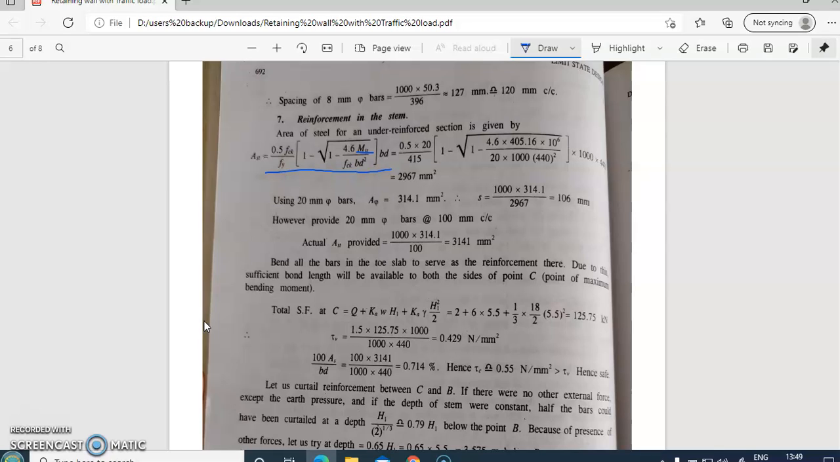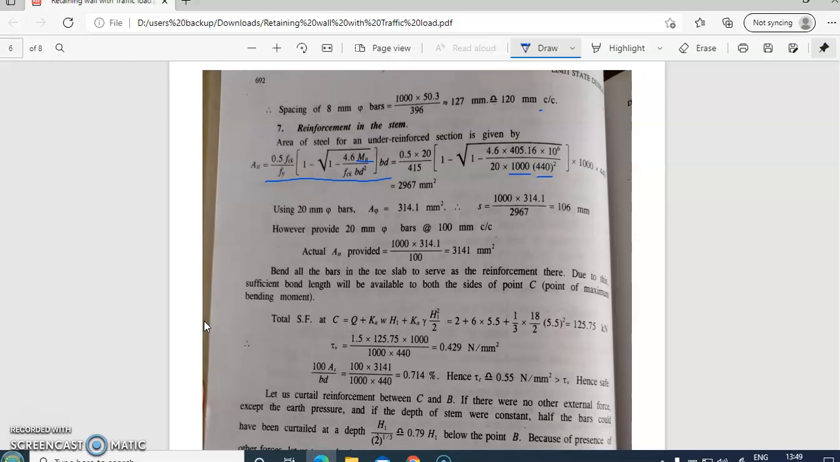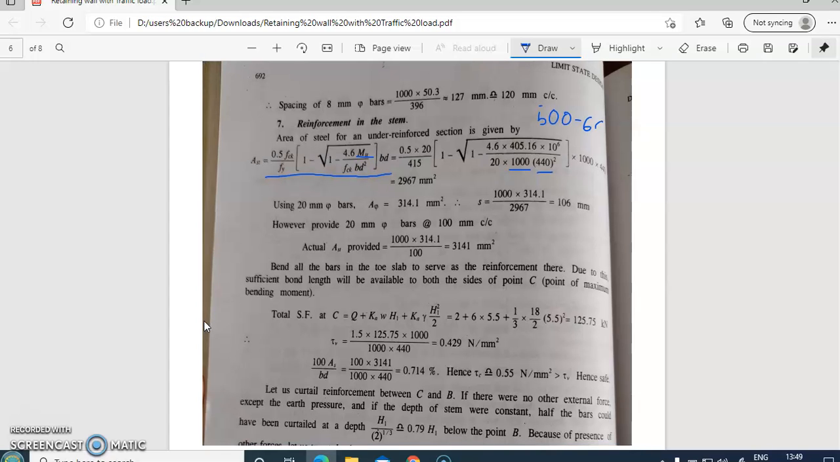B we are going to take as 1 meter, that is 1000 mm, and the effective depth is 440, that is the overall depth we had considered as D, minus the effective cover, we get 440. So this is 500 minus 60 will give us an effective depth of 440 mm. When we substitute, we get the area of steel as 2967 mm square.